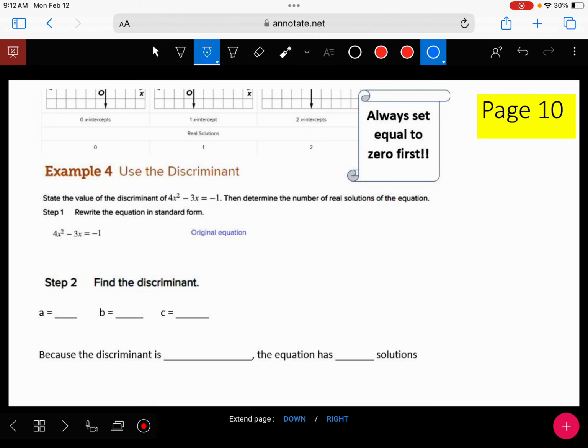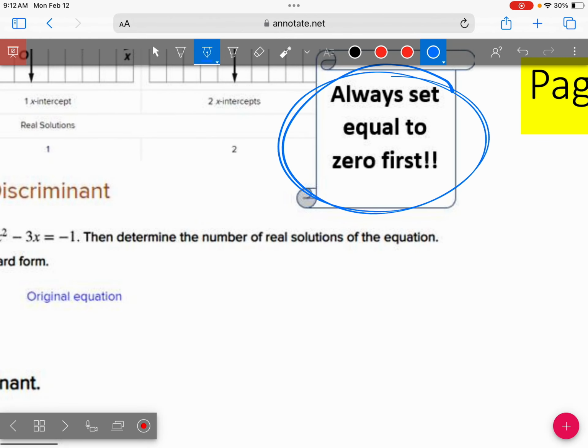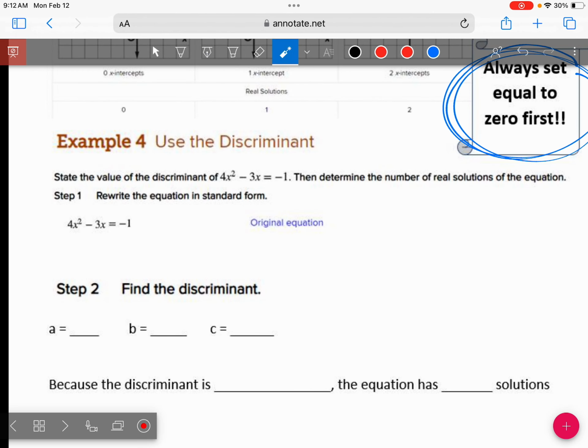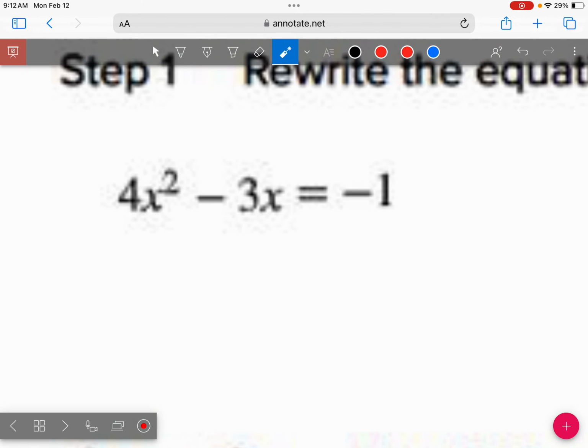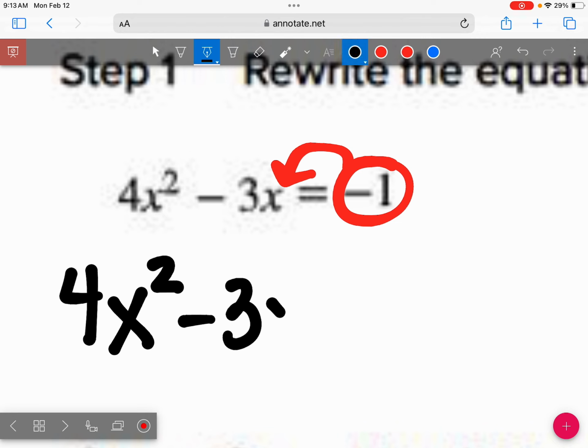All right, so let's look at example 4. You always start by setting it equal to 0. That's really, really important. So when I'm looking at this one, do you notice how this says equals -1? Well, the first thing I need to do is bring that -1 over. How am I going to bring over -1? What's the opposite of subtracting 1? Adding 1. The opposite of subtraction is adding. So I'm going to bring this -1 over, and when I bring it over, it changes to a positive.